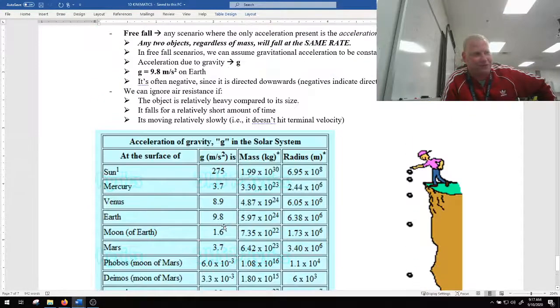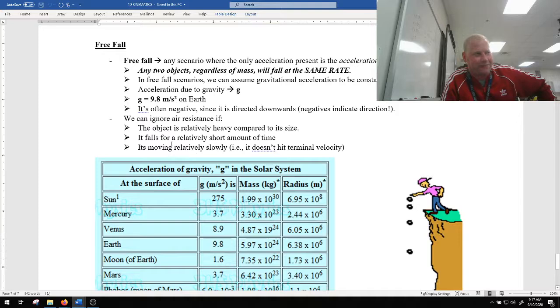So very, very small. But again, this is the big thing here. Any 2 objects, regardless of mass, will fall at the same rate. So go find YouTube videos so that you can see that actually happen, because that's the common misconception. Because we're so used to having air resistance present that your brain wants to say that heavier things fall faster, right? So that's a misconception you want to clear up. And actually, you know what? I'll find that video and post it here along with the notes as well.